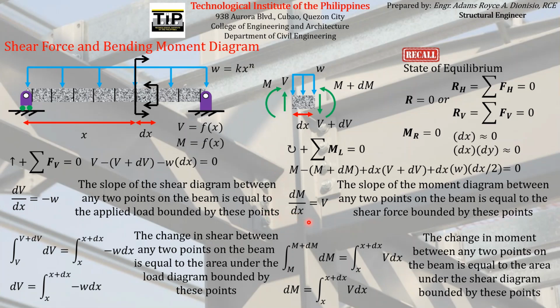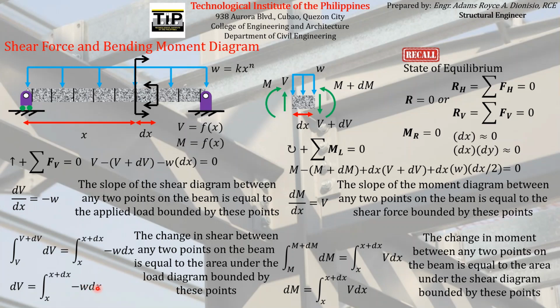And if you can notice, the degree of the curve, or of the equation, increases as you go from the load diagram to shear diagram to moment diagram, because we know for a fact that every time we integrate, so w is equal to kx to the n, we add 1 to the exponent of the independent variable.